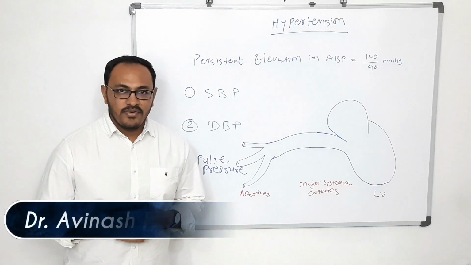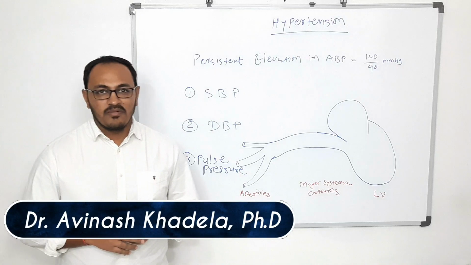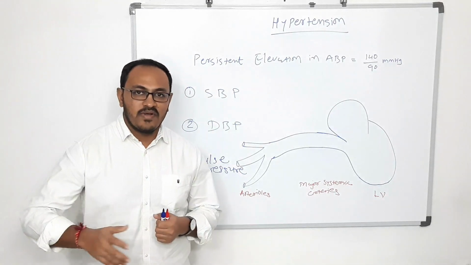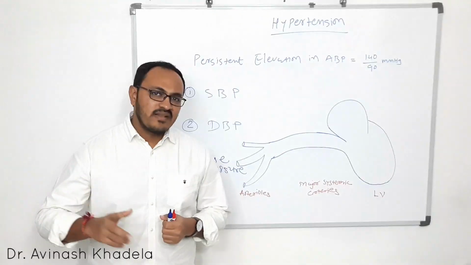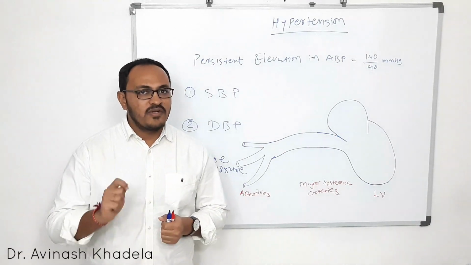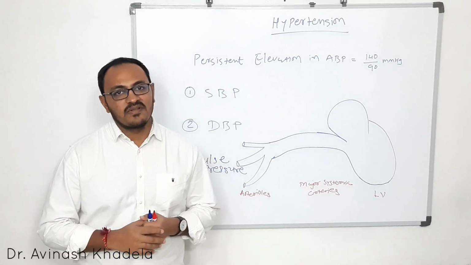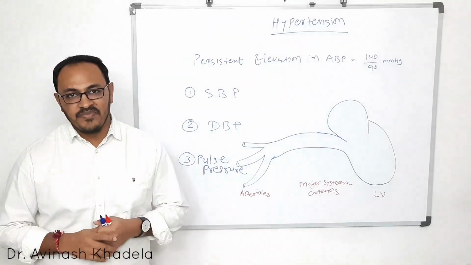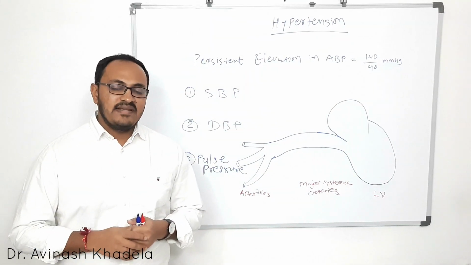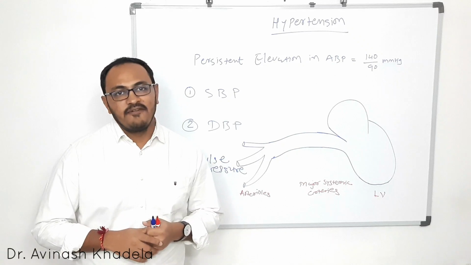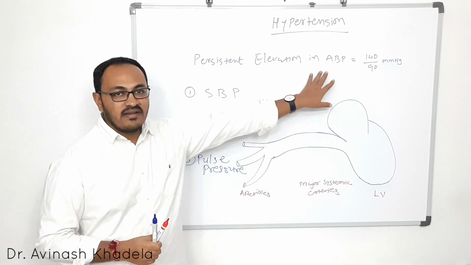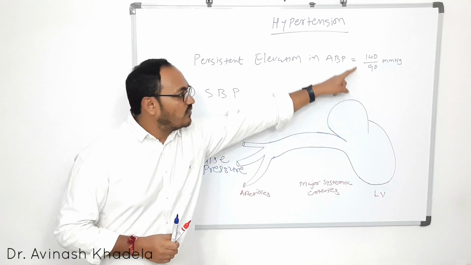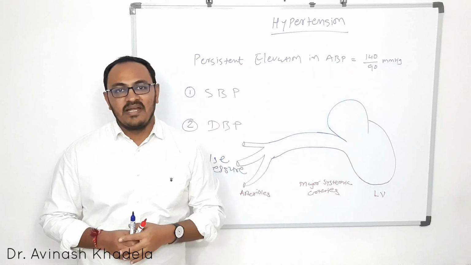Hello friends, today we will be discussing the most important topic in the cardiovascular system, that is hypertension. Now to understand hypertension, first of all we need to understand some basic fundamental concepts of blood pressure. As per the JNC 8 guideline, hypertension is defined as persistent elevation in arterial blood pressure of more than 140/90 mmHg.